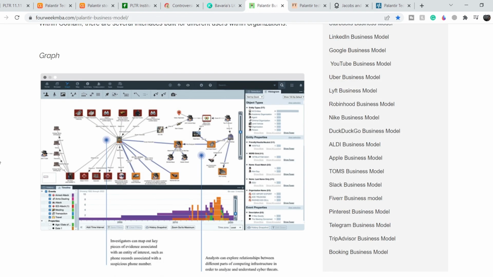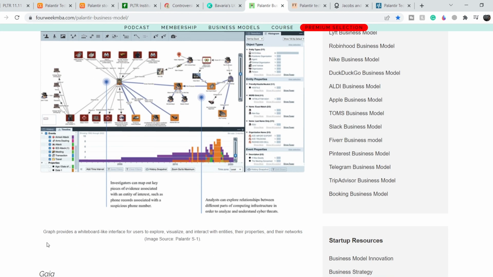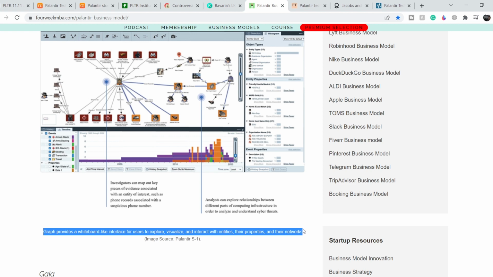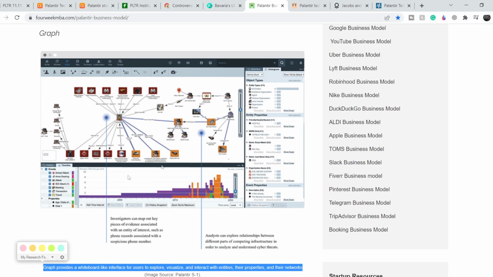And let me show you the screenshot of the Gotham product. As you can see, we have a very interesting interface, and let me show you this. Graph provides a whiteboard-like interface for users to explore, visualize and interact with entities, their properties and their networks. And definitely this tool allows you to connect all the things that might be involved in some kind of crimes and other stuff. And not only will people search for some confluences between such and such data, but the AI will do it with them. And definitely it is increasing the productivity of this tool.